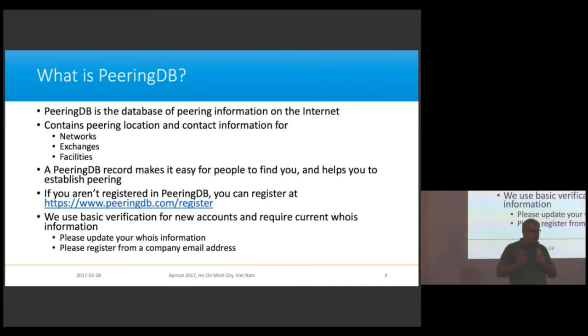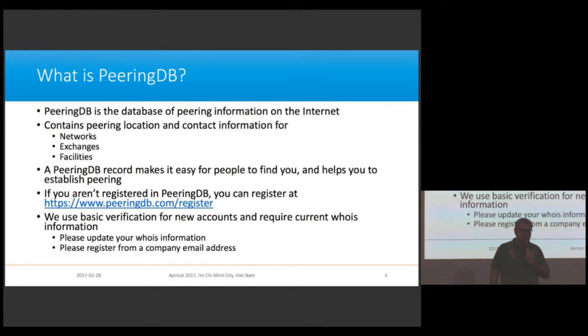And a PeeringDB record is made for you, basically the network people. This is the reason why it was invented: easy to find information and to establish peering. And if you have not yet registered your network, because you only have transit, please go to our website and register.